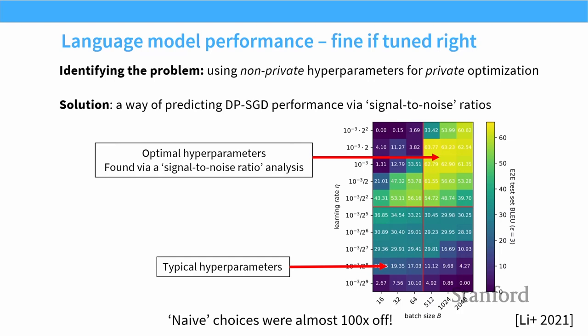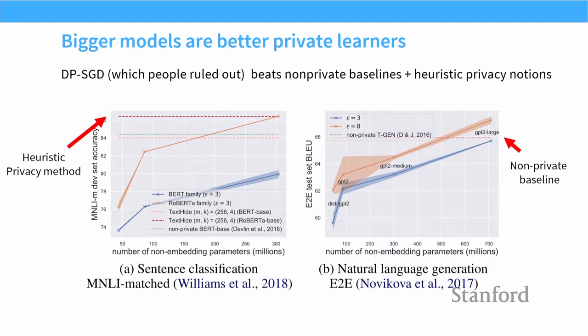This was really surprising to us, and we had to come up with a different kind of explanation for why you would use these weird hyperparameters, but the naive choices were way off. And equipped with this, we found a very different story. What we found was that you could actually get private systems that were almost as good as their non-private counterparts.